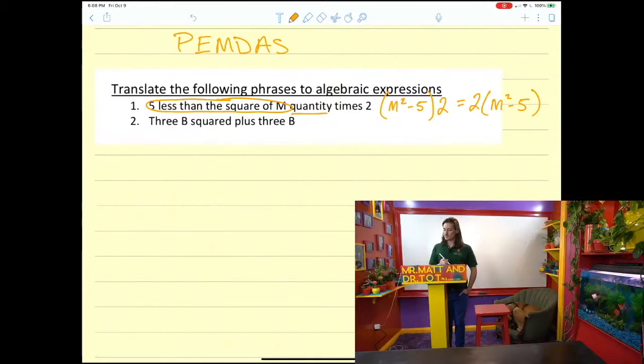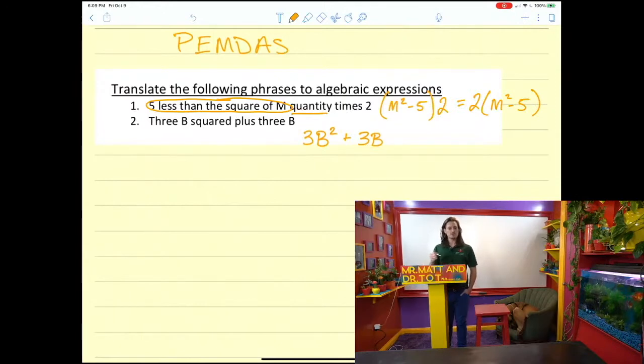Number 2, 3b squared plus 3b. If they just say 3b, it's implied that the operation is multiplication. So 3b squared plus 3b. That would be your answer there. That could simplify. You could pull a 3 out, but they didn't ask you to do that. Okay, so that would be fine there.